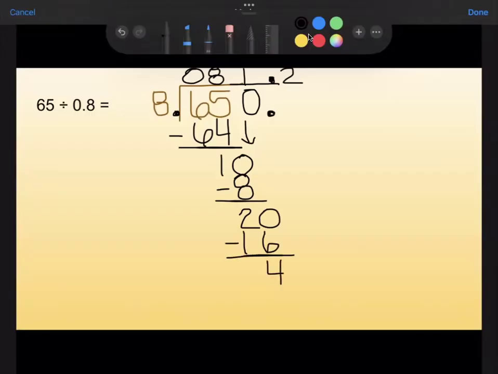Okay, so even though I still don't have any numbers to bring down, I still have a remainder. So I'm going to have to add a 0 and keep going. 8 fits into 40 5 times, which is exactly 40. So I have 0 left over. So now I'm finished because there's no more numbers to bring down and I don't have any remainders. My final answer for this one would be 81.25.